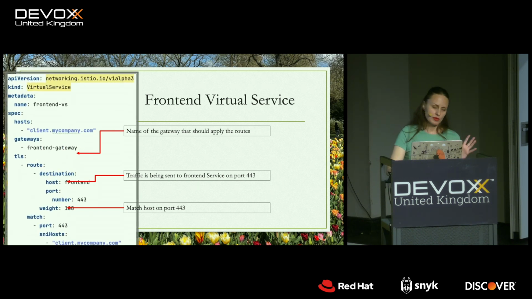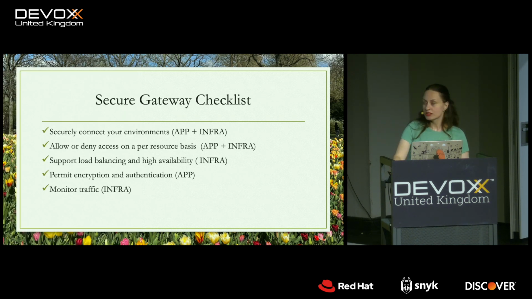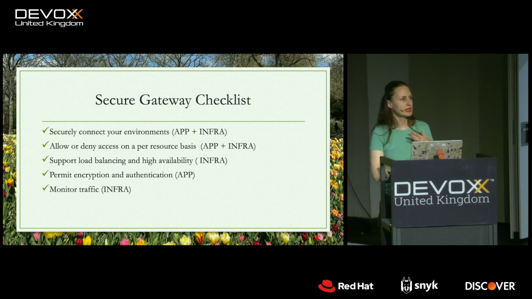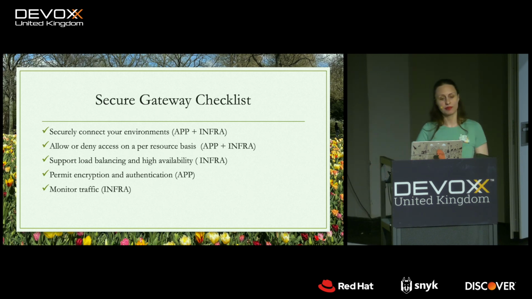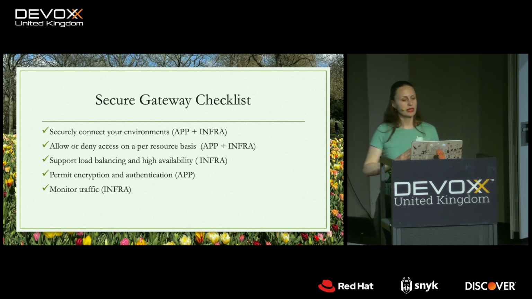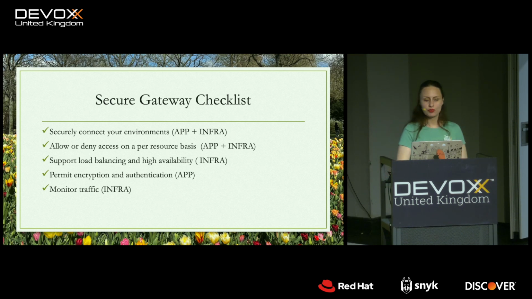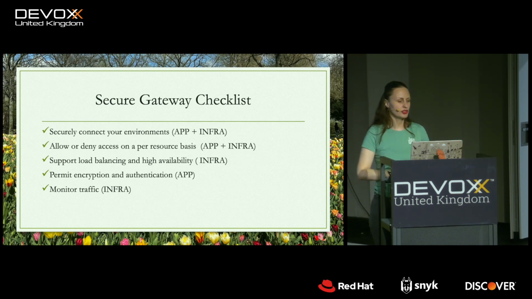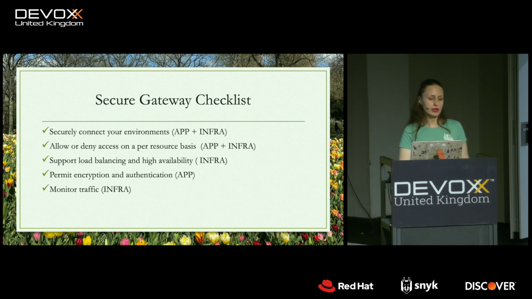And that's where most of the troubles are coming from, setting up things. Now let's look at the current setup checklist. We can securely connect environments, application and infra. We can allow or deny requests on a per resource basis at application and infra. We support load balancing and high availability thanks to Istio. And now we kind of delegate that at the infrastructure level, and it's much more thorough than the basic Kubernetes one.